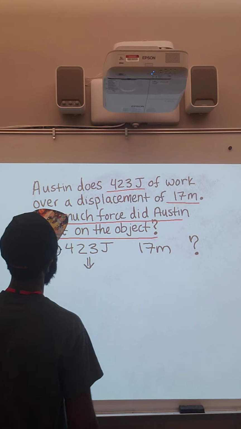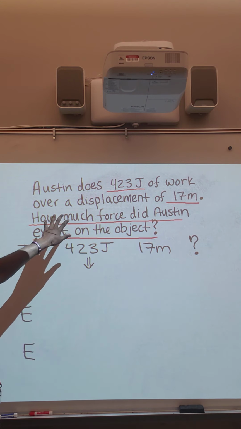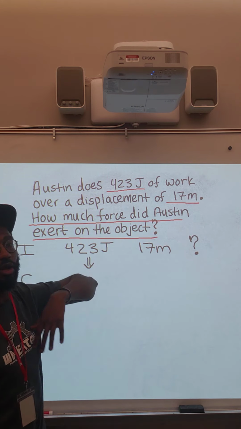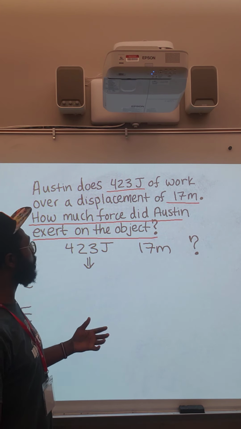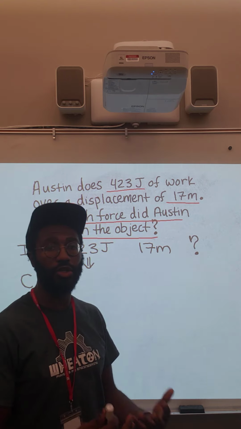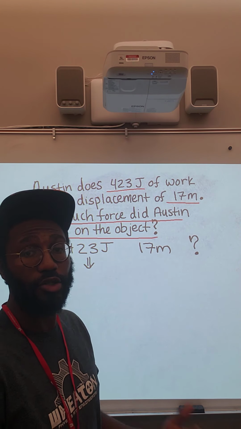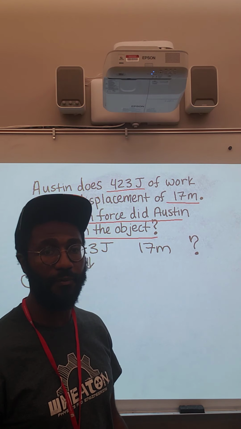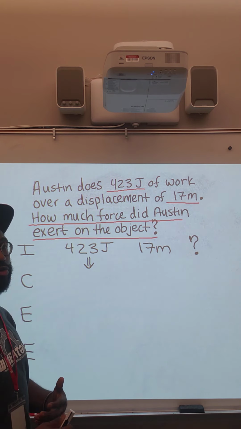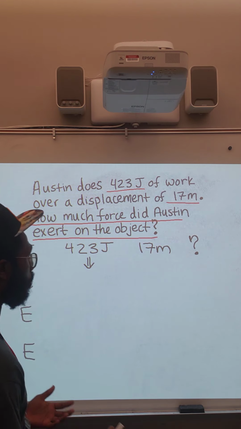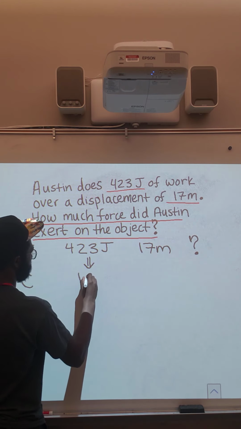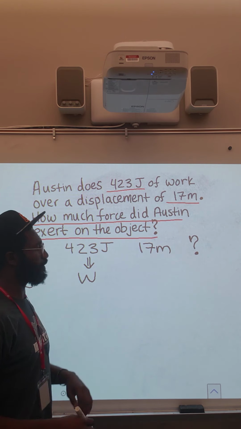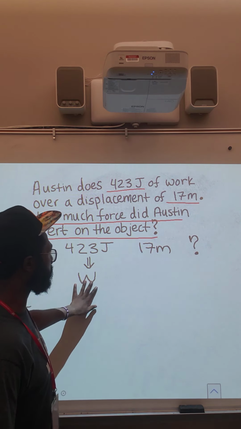There are a couple ways to do that, but mostly we just go back to our problem. It tells us that Austin does 423 joules of work, so we know this is energy that is being used to do something. It's not just energy of motion, and it's not energy being used to change the temperature of something. It is energy being used to move something, or do work. So we're going to write this as W for work. Sweet, we've got our 423 joules categorized.